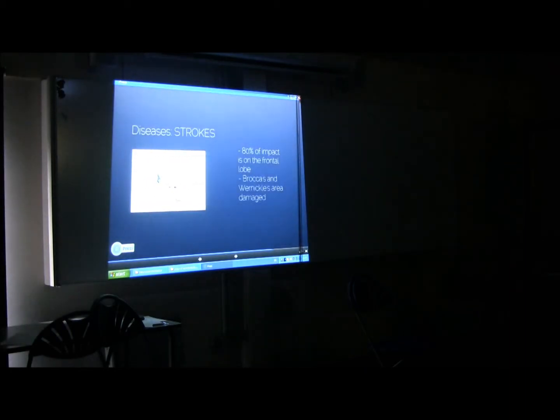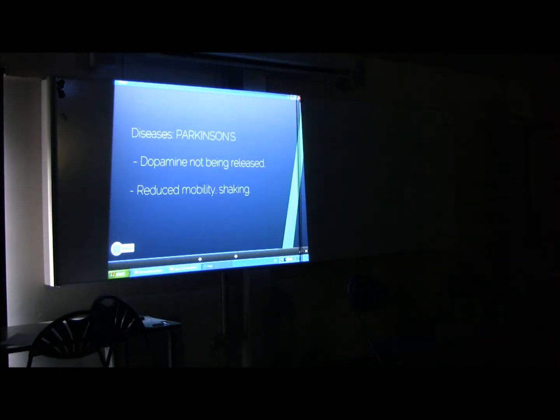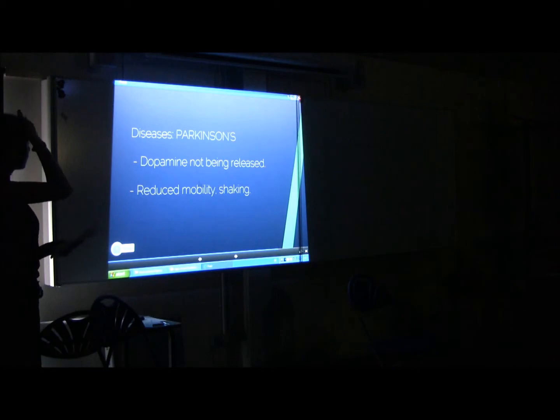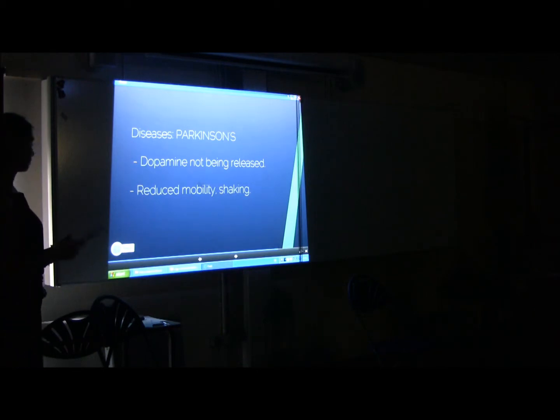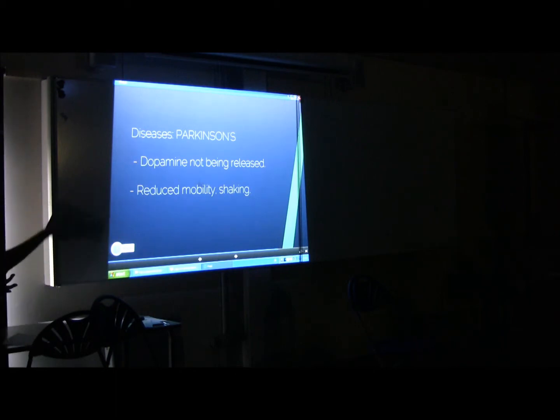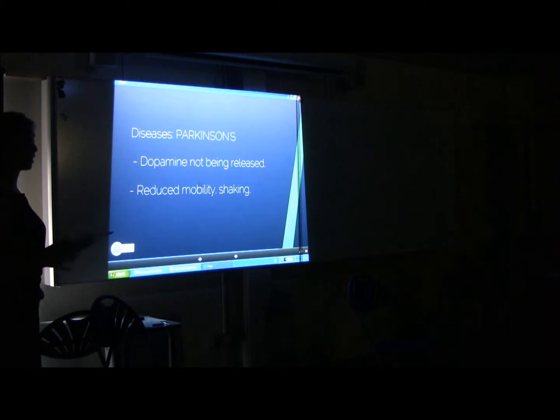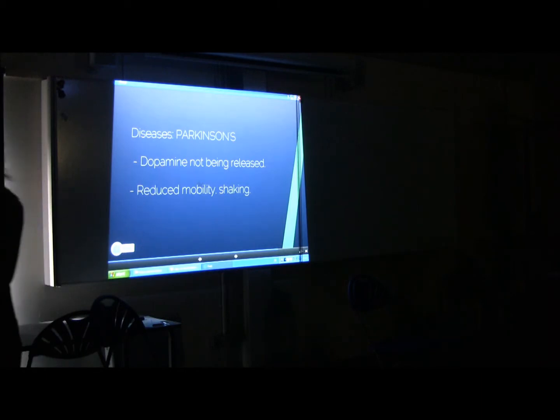Now on to Parkinson's. If we look back to dopamine, one of the neurotransmitters, Parkinson's is basically when you don't have sufficient dopamine being released. And dopamine helps your coordination, so if you don't have dopamine, then you have less coordination, and you shake a lot if you have Parkinson's.